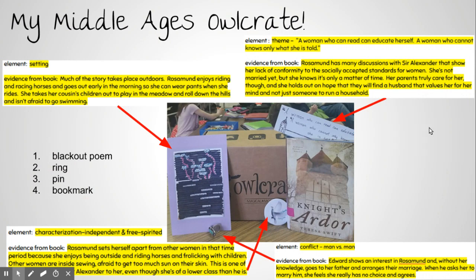But I want to show you the one that I made, and this is the one I presented to class last week. So the items that I included were a poem, a blackout poem that I put onto a postcard, a bookmark that relates to the theme, a pin that relates to characterization, and a ring that related to one of the conflicts. And my fifth item, which is not pictured here, was a set of knitting needles, and that also related to the conflict.